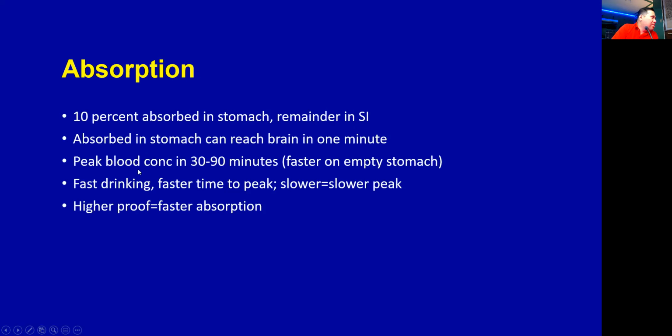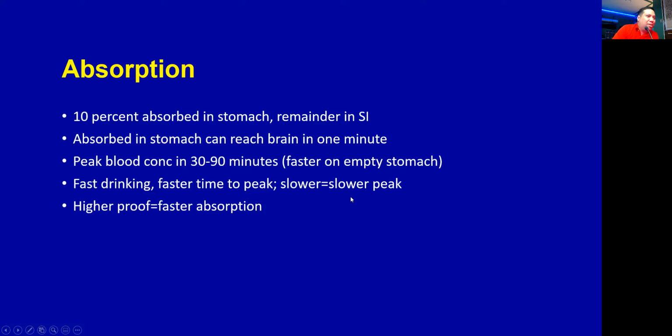Okay, so 10% of the alcohol is absorbed in the stomach. The remainder is absorbed in the small intestine. It's absorbed in the stomach and can reach the brain in 1 minute. The peak blood concentrations are in 30 to 90 minutes and faster on an empty stomach. That's why they tell you to eat fatty food or you should be drinking on a full stomach, kasi pag wala, mabilis ka malasing. Kasi mabilis pa-absorb pagka empty. Right? So fast drinking, faster time to peak, slower peak.